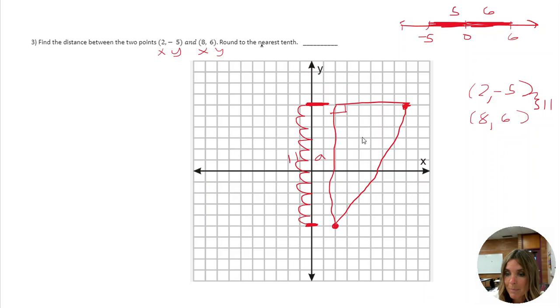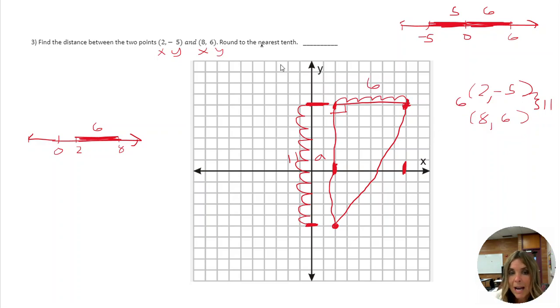And then for our side B, what I want you to recognize is that it's going from 2 to 8. Okay, it's going from 2 to 8. So that's going to be 1, 2, 3, 4, 5, 6 spaces. And if you think about that on a horizontal number line, just like we have, if this is 2 and this is 8, the distance in between those is 6. So this is going to be 6.